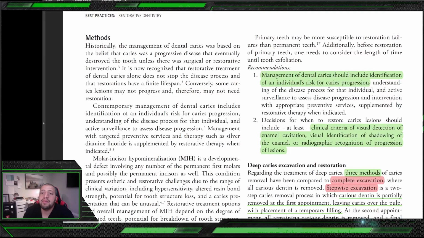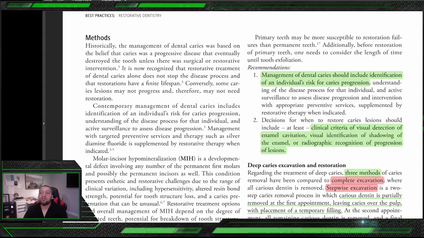Primary teeth may be more susceptible to restoration failures than permanent teeth. Why? Before restoration of a primary tooth, one needs to consider the length of time until tooth exfoliation. Meaning, before you see that lower D or lower E has a big cavity and you say, okay, let's restore it, let's do pulpotomy, let's do pulpectomy, you should know the caries progression. You should know when the permanent tooth is coming. You should know the vital signs of this tooth.